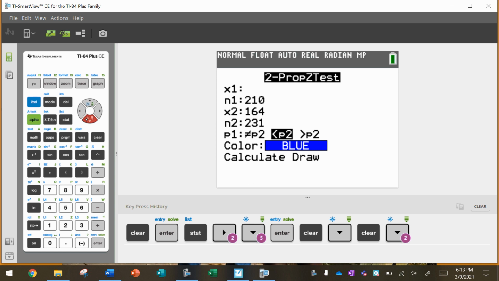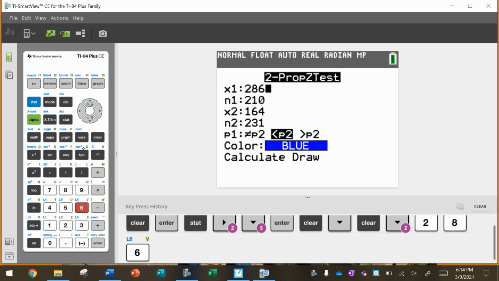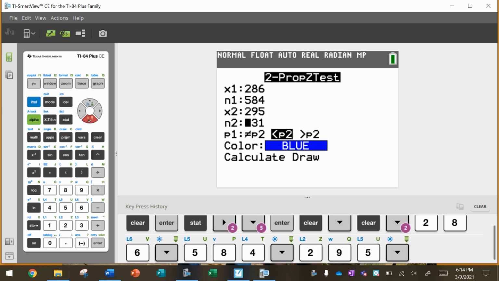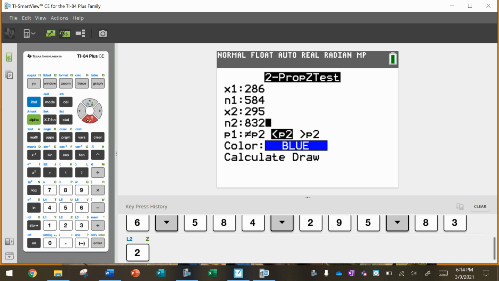All right, I have all the stuff in here from yesterday. So we want to put in the liberal data first. For the liberal data, we had 286 out of 584. For the conservative data, we had 295 divided by 832. And our test is that the liberal proportion is greater than the conservative proportion. So we want to choose this option over here.